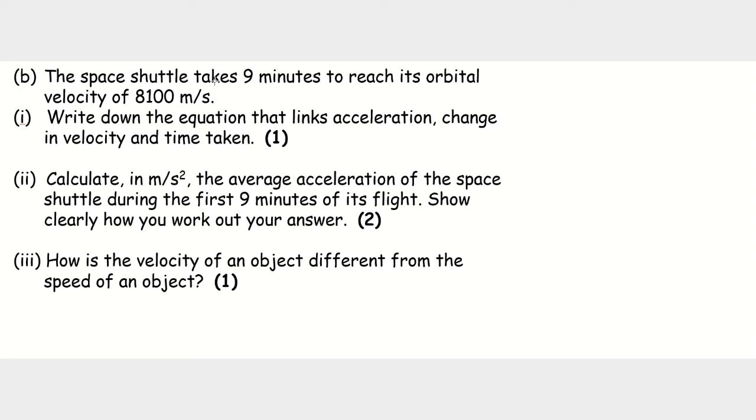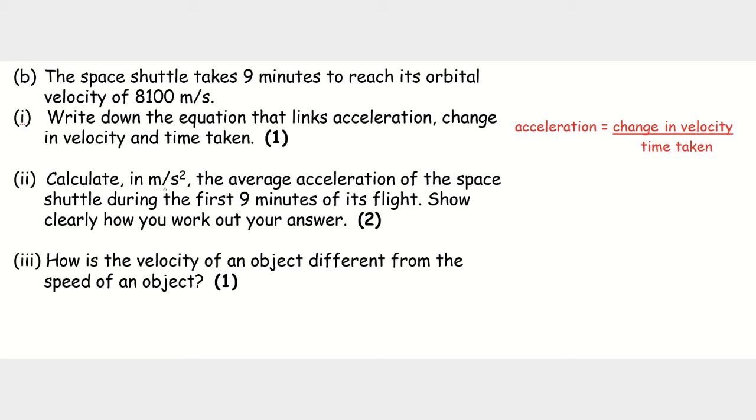So we're told here the space shuttle takes 9 minutes to reach its orbital velocity of 8,100 meters per second. And we're being asked first of all to write down the equation that links acceleration, change in velocity and time taken. Now you will have learnt the acceleration equation in some form or other, but when you do a question like this, I think it's fairly important that you use the same terms that they've used in the question. So you would write that acceleration is the change in velocity, which you can see here, divided by the time taken, which is what you can see here.